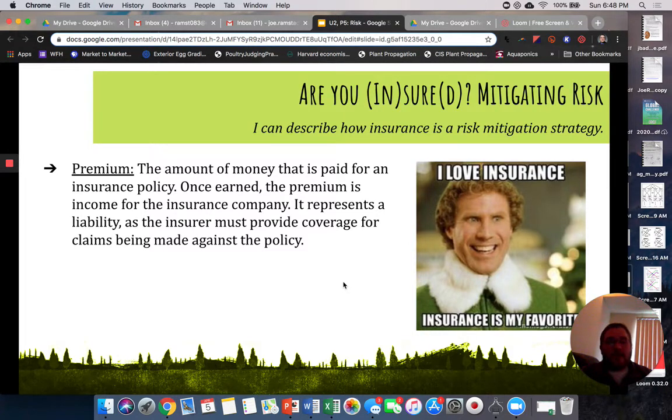insurance policy on a monthly or annual basis. Once earned, the premium is income for the insurance company. It represents a liability as the insurer must provide coverage for claims being made against the policy. So if Billy Bob has an insurance policy through State Farm, gets in an accident or a fender bender, he may have to pay $200 up front, but because he was paying those premiums and was an active paying member of this insurance policy, the insurance company will cover the rest of the costs for him after that initial deductible. Okay.